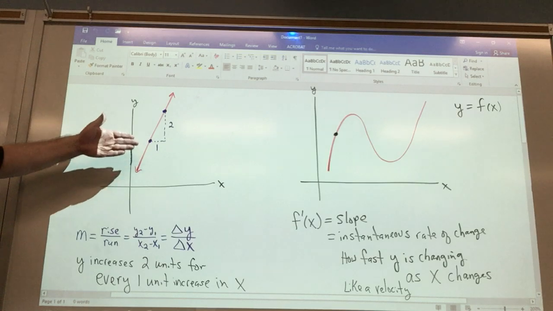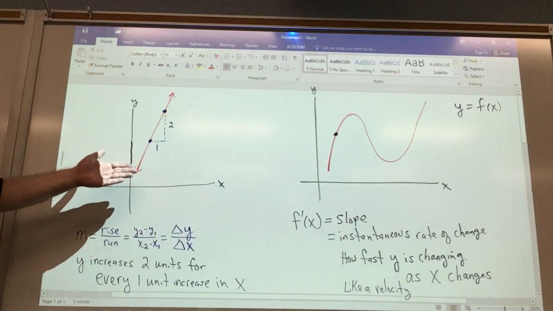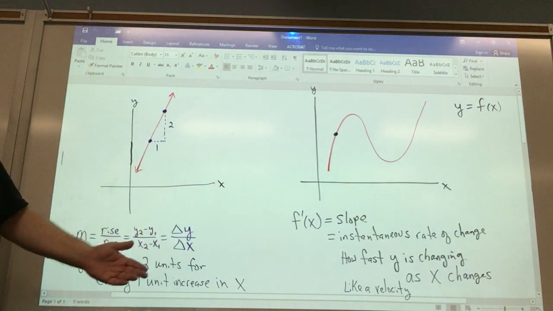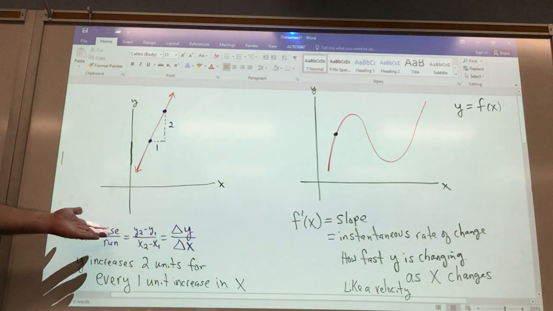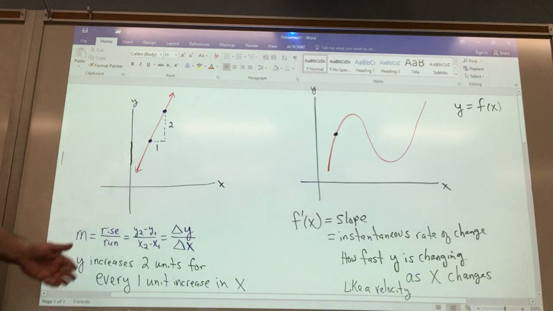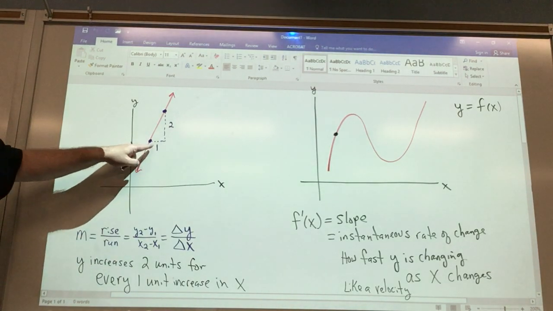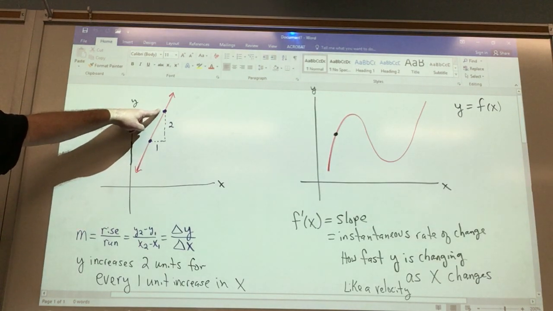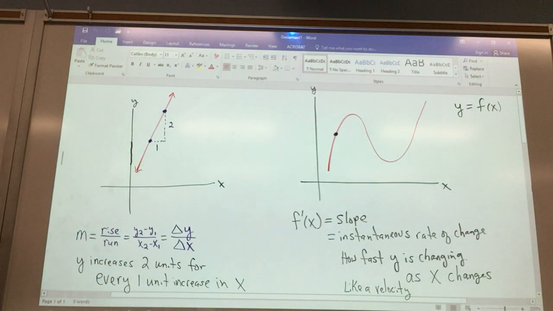Slope is another way of talking about how fast the variable y changes as the variable x changes. And we call that, in this case, instantaneous rate of change. Every time the variable x increases by 1 unit, the variable y increases by 2 units. That's called rate of change.